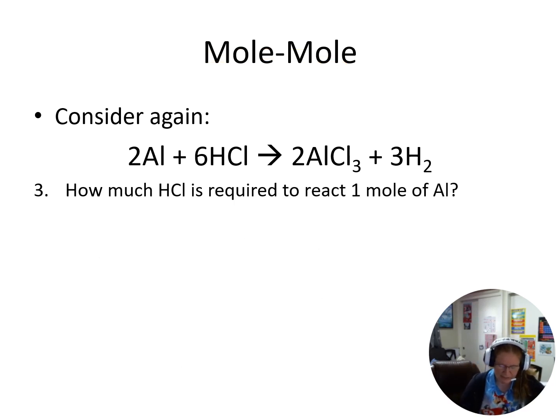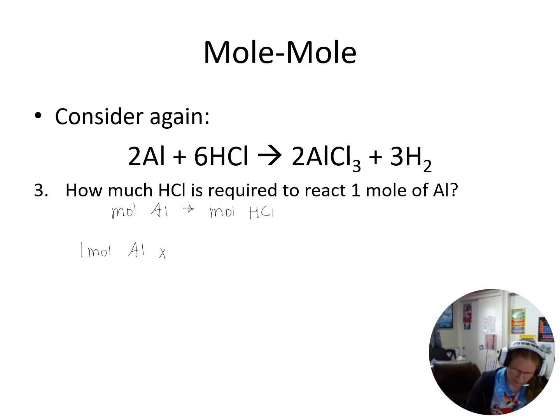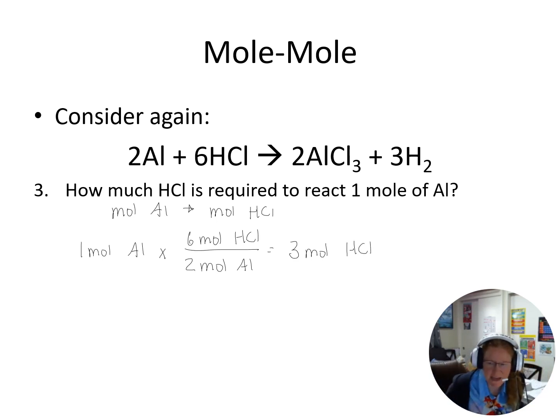All right, we're still working with the same example. So still moles to moles, this one wants us to go moles of aluminum to moles of hydrochloric acid. So if I have 1 mole aluminum, how much hydrochloric acid do I need to do the reaction? So 1 mole. Balanced equation says I have 6 moles of hydrochloric acid for every 2 moles of aluminum. All right, so we're going to get 3 moles of hydrochloric acid. So for every 1 mole of aluminum I react, I need 3 moles of hydrochloric acid.